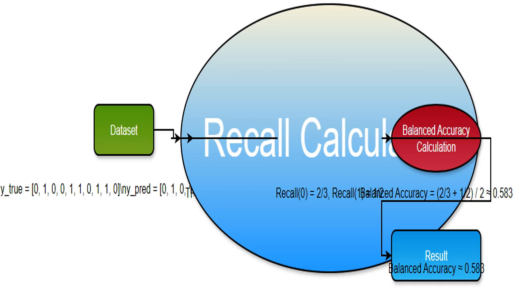This row describes the calculation process. I sum the recall of both classes, class 0 and class 1, then divide by 2 to get the average. This average provides the balanced accuracy score.